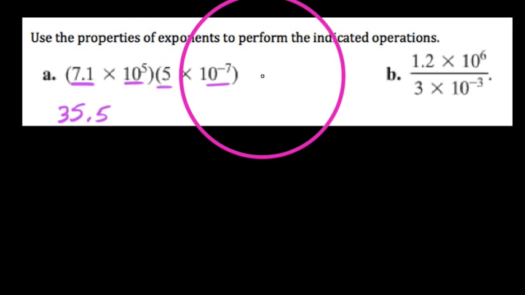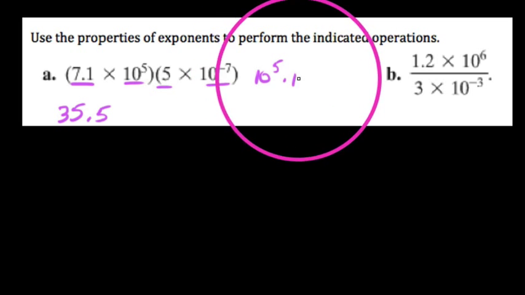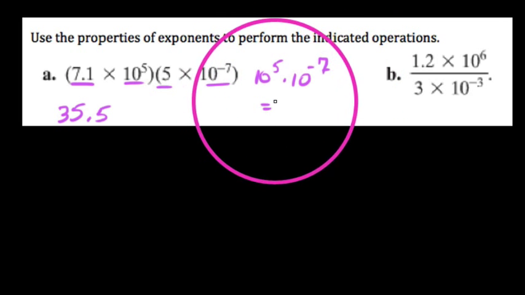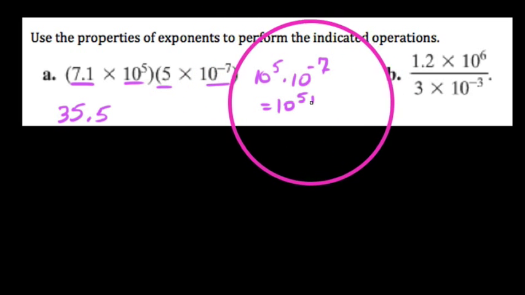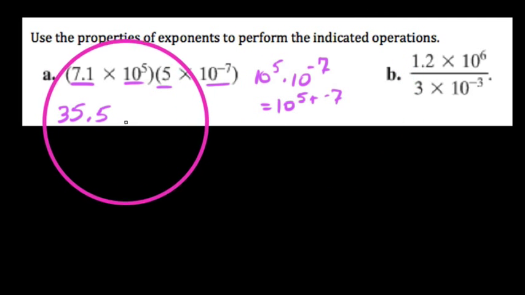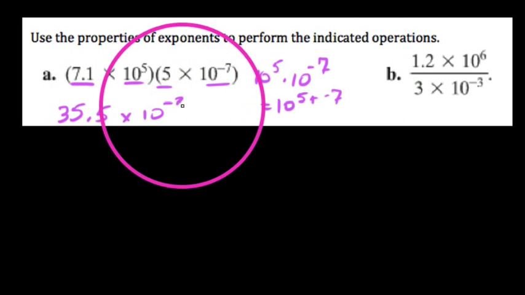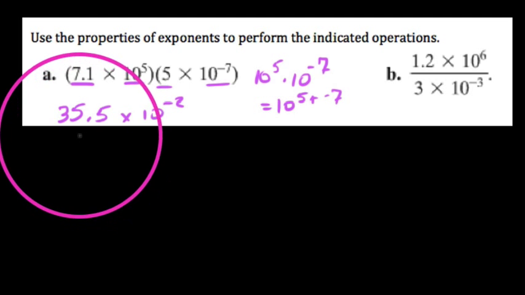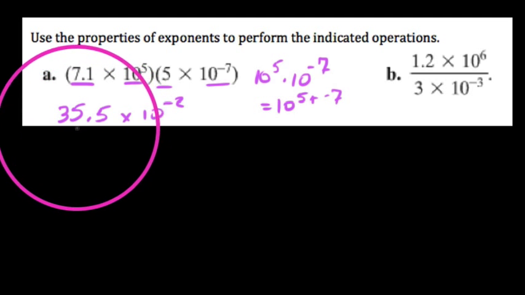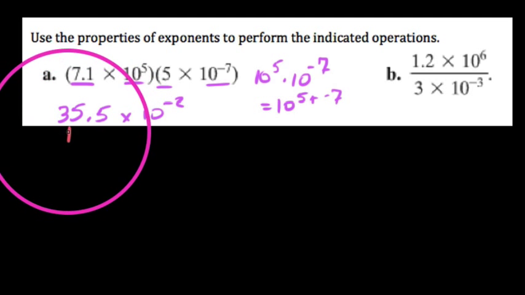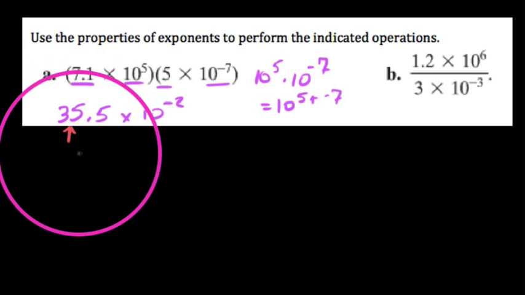Now, remembering our rules of exponents, 10 to the 5th times 10 to the negative 7 is equal to 10 to the 5 plus negative 7, which is 10 to the negative 2. So I get 10 to the negative 2 right here. And the other thing I want to point out is that I'm not supposed to have 35.5. I'm technically supposed to have some number between 1 and 10.